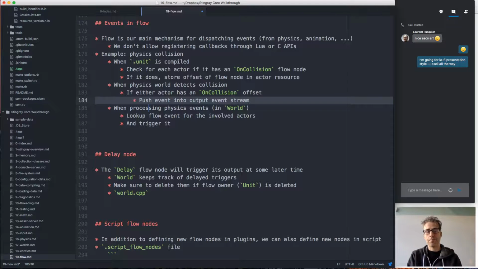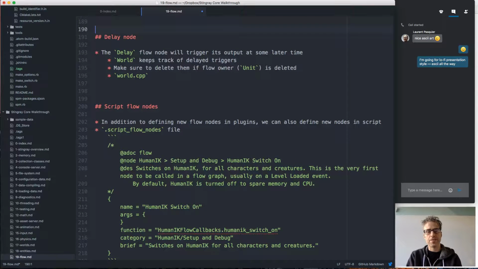And then we process these events at a higher level in the world. In the world, we look up the flow event for these involved actors, and we then trigger it. So we call into flow to process this event. So this is our general event handling mechanism. It works with events from animation, from physics, from particle effects, and so on. This is our general system for handling events.